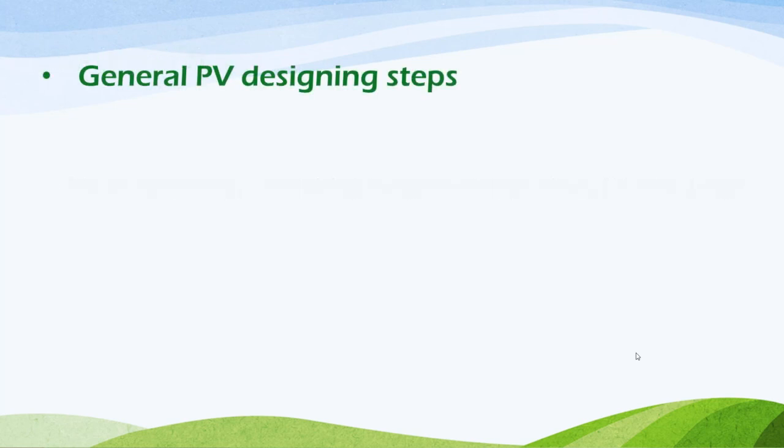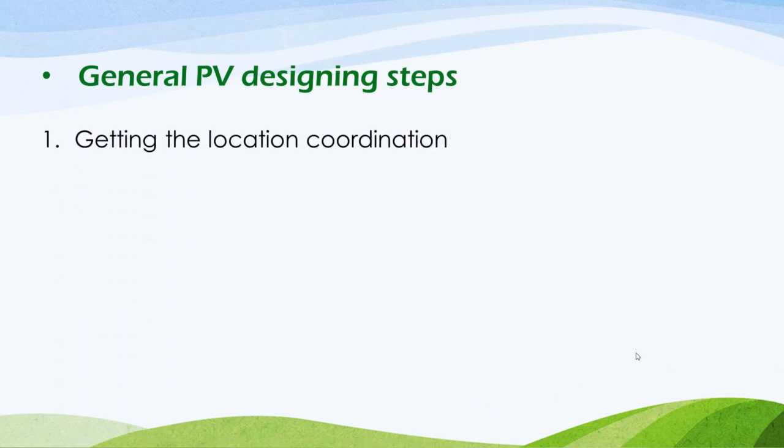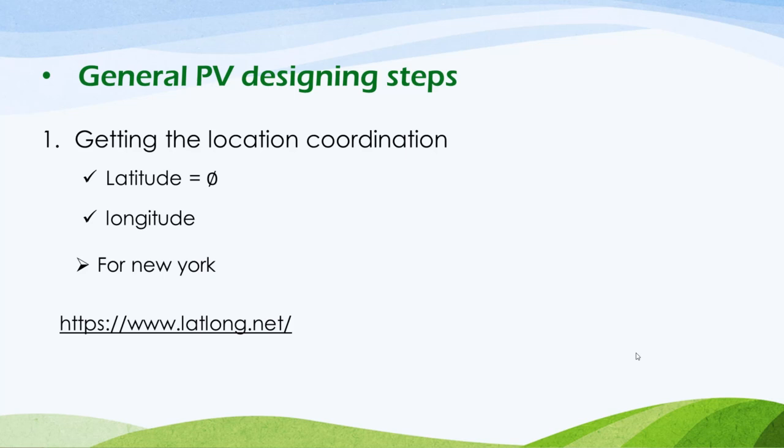So let's go ahead. The first step in the design is to detect the coordinates of the place at which we are making the solar design. Those coordinates are represented by the place's latitude and longitude. For example, suppose we are making a design in New York. To get the coordinates of New York or of any location in the world, there are some useful online websites that you can use. One of them is latlong.net. This is its hyperlink, and here we can check it.